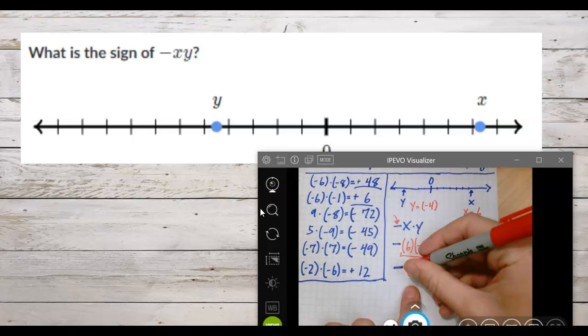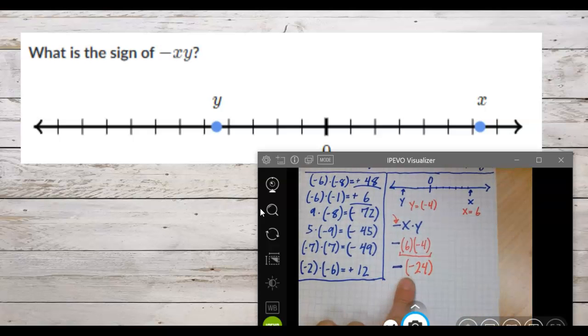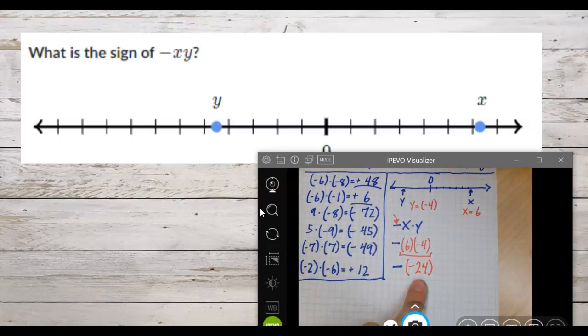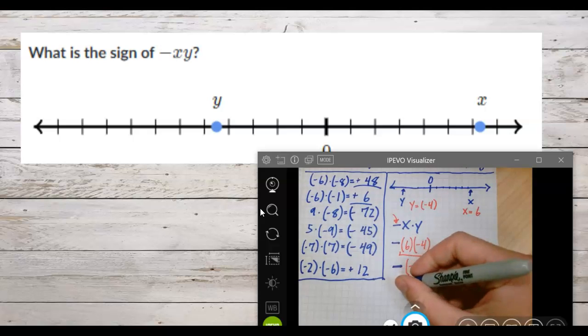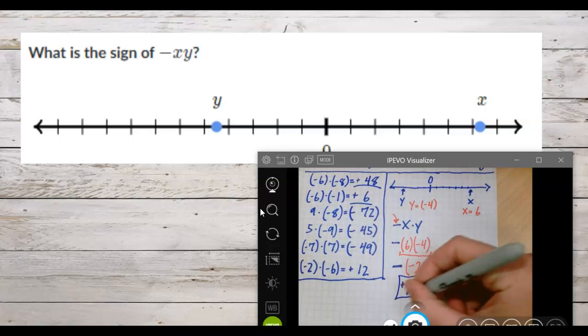So this becomes -24, but the original opposite that existed in the problem now says, well, what's the opposite of -24? Positive 24. And you don't need to write the plus.